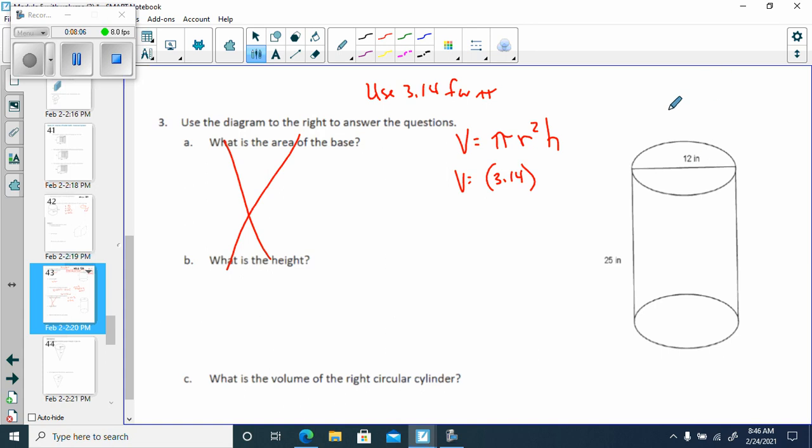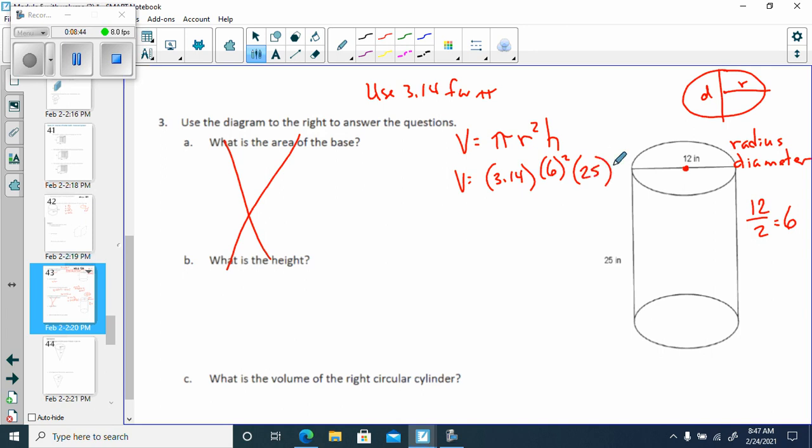Our radius, ooh, this is not a radius, is it? That's a diameter. If we're looking at a circle, halfway across is the radius, all the way across is the diameter, right? We know that because if you write out the word radius and the word diameter, diameter is longer, so it's a longer piece. If this is the diameter and we're looking for the radius, we would divide it by 2. 12 divided by 2 gives me 6. My radius is 6. My height is 25.